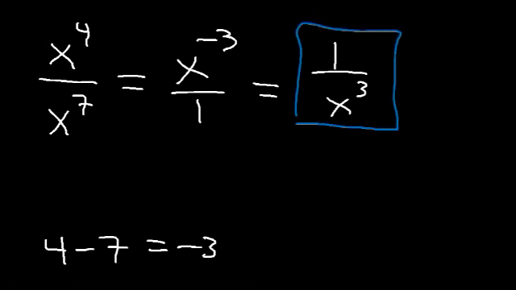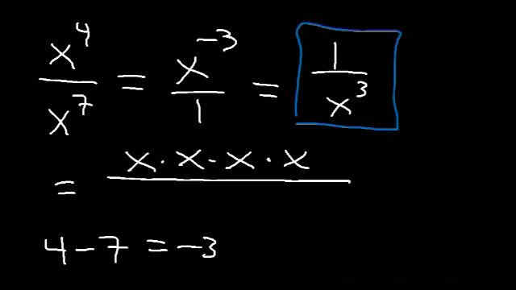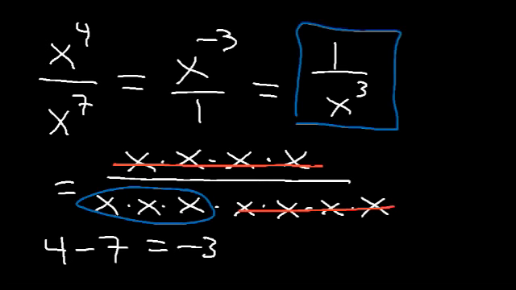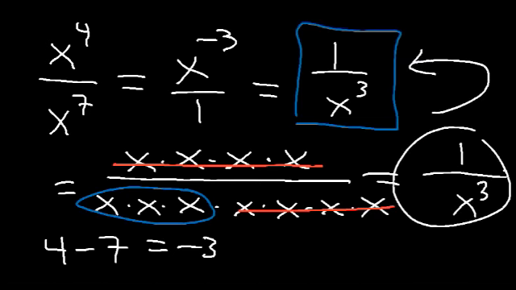But now let's see if we can understand it. X to the 4th, we know it's x times x times x times x. X to the 7th is x times x times x 7 times. So we can get rid of 4 x variables. Therefore, we have 3 left over on the bottom, and there's no more on top. So 3 x's together is x cubed, and thus we can see why this is the answer.